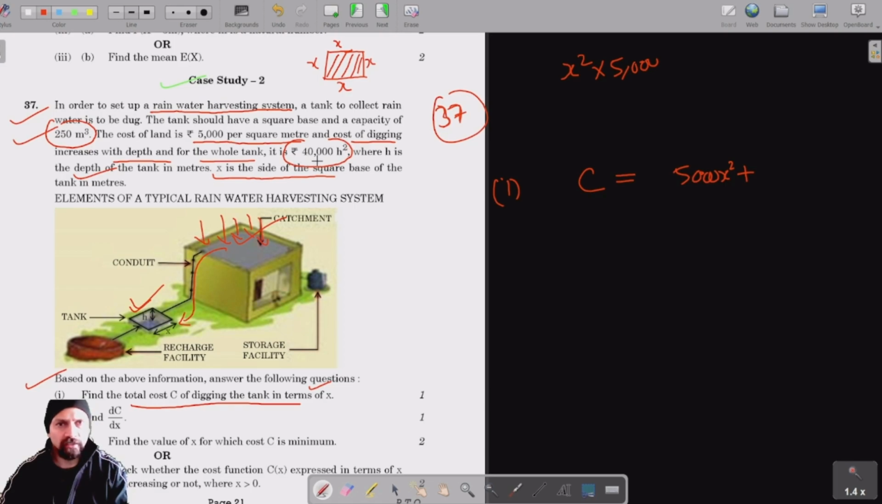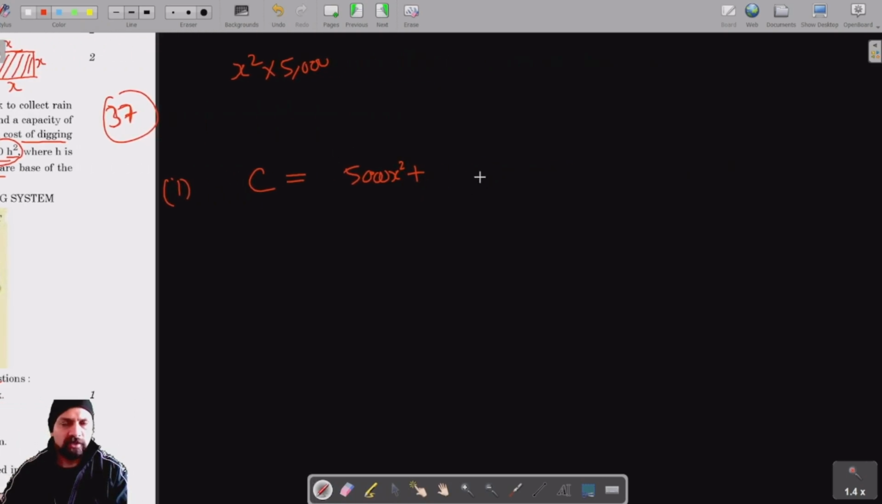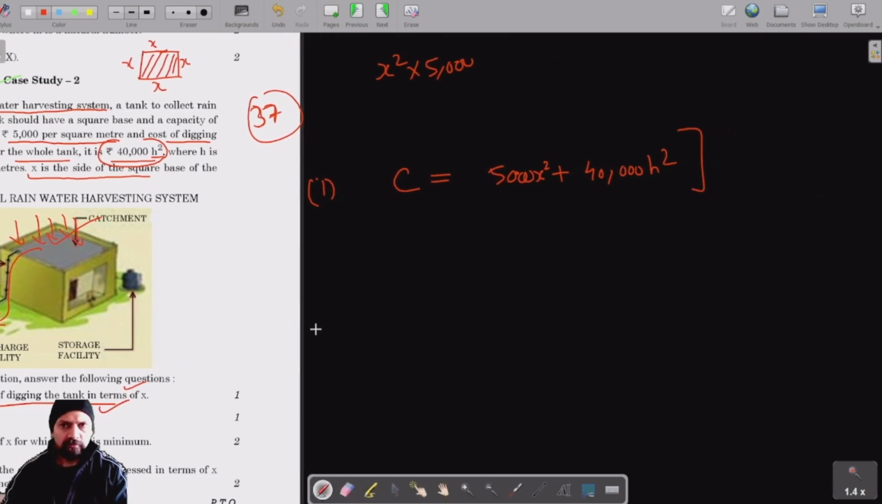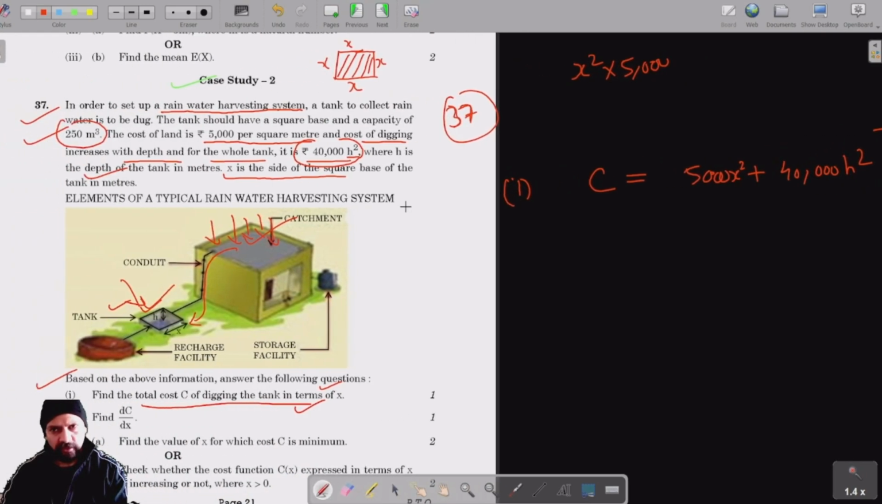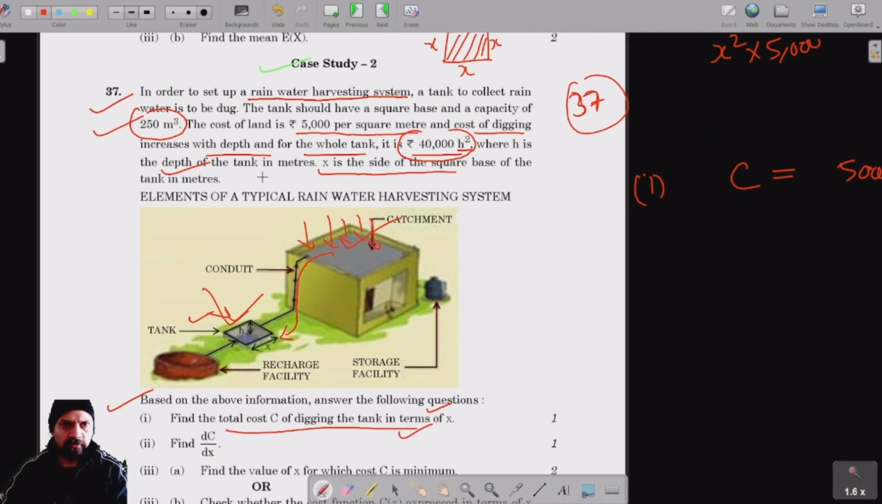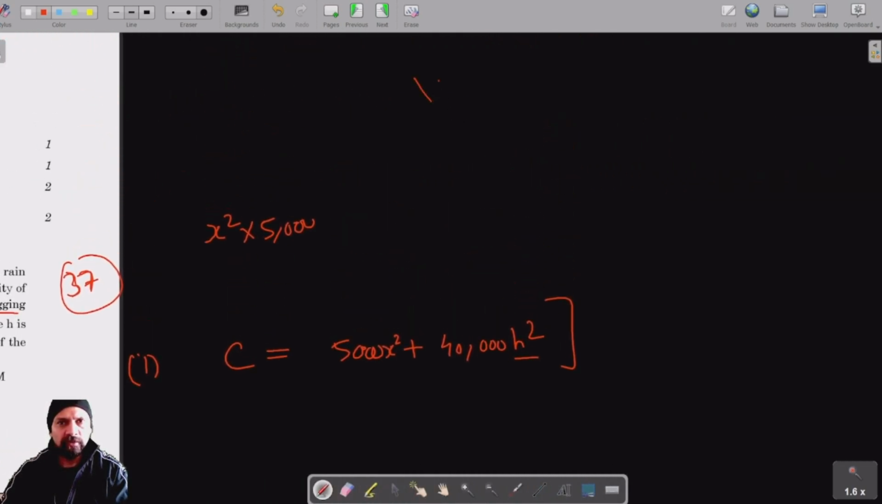Now we have to find the cost of digging, and it's given that for the whole tank the cost of digging increases with the depth, and if h is the depth, then the cost of the digging is rupees 40,000 into h square. So this is 40,000 into h square. This is the cost of the tank, but this has to be all in terms of x. And for that, h has to be converted into x, and to convert this into x, we have to make use of what is given in the question. It's given that the volume is 250 meter cube.